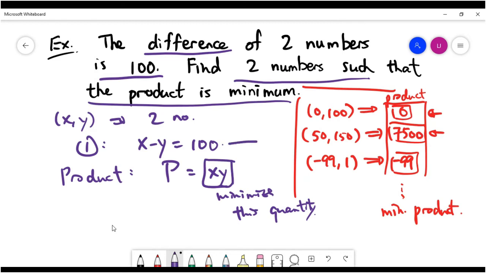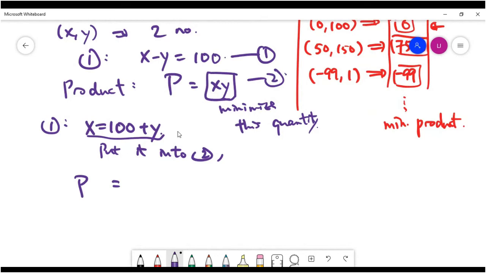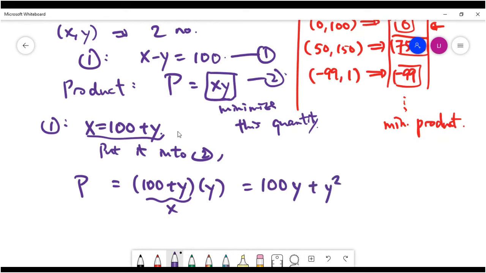However, I think the first equation can help us out. The first equation means x equals 100 plus y, right? And we can put it into the second equation. Let's see what's happening. Now the product is the same as 100 plus y, which is the variable x, times y, right? We can expand it a little bit, so it is 100 times y plus y squared. And it's going to be a function of a single variable y now. It is a product function. And please recall, we try to minimize this quantity.